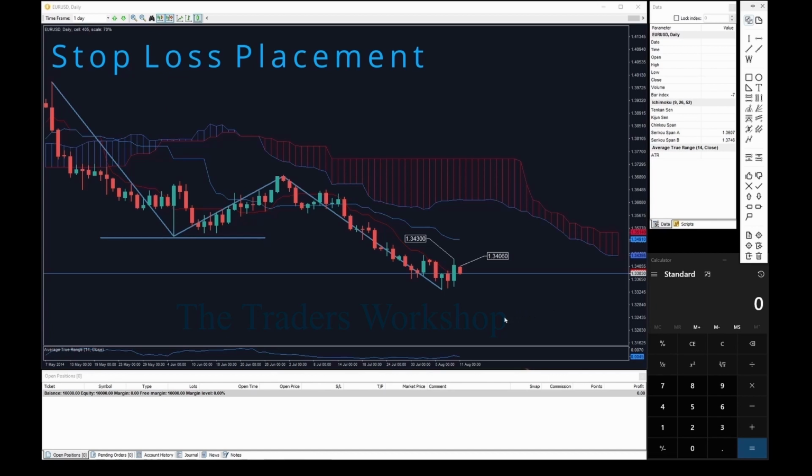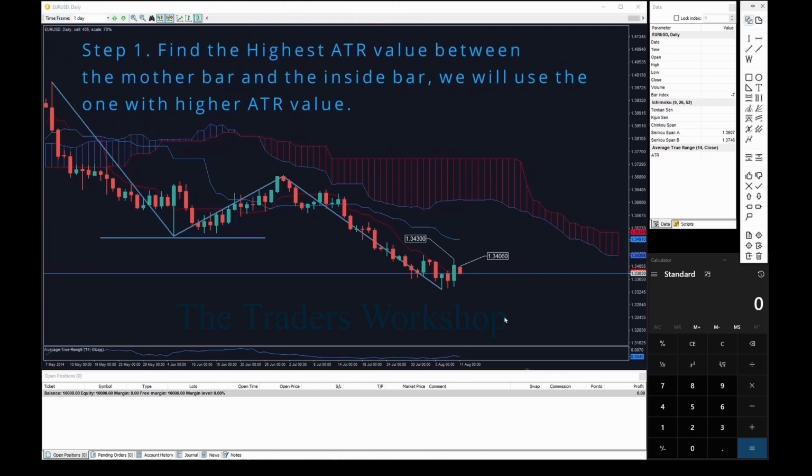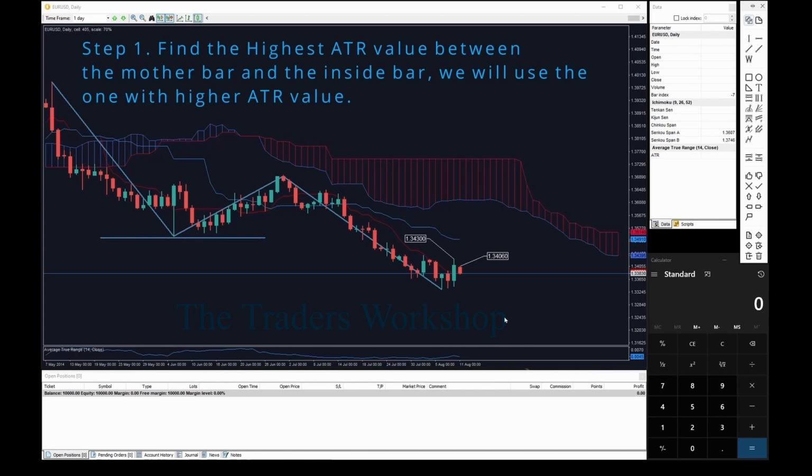First, we need to calculate where our stop-loss will be. And we can do this objectively with this simple three-step process. Step 1. Find the highest ATR, average true range, value between the mother bar and the inside bar. We will use the higher ATR value.